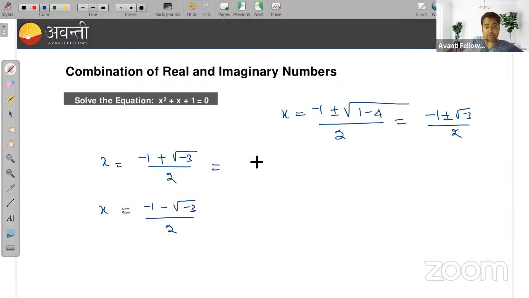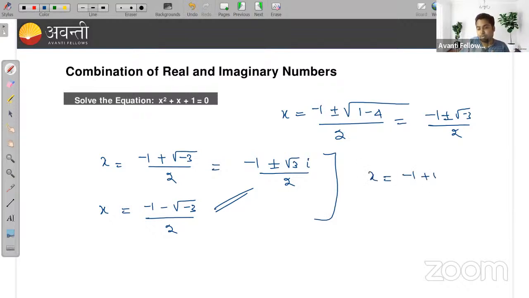So what is the value of root of negative 3? It can be written as minus 1 plus or minus root 3 iota upon 2. So here we are getting two roots. One is x equal to minus 1 plus root 3 iota upon 2. Another one is x equal to minus 1 minus root 3 iota upon 2. Is that clear to everyone? Okay, sure.